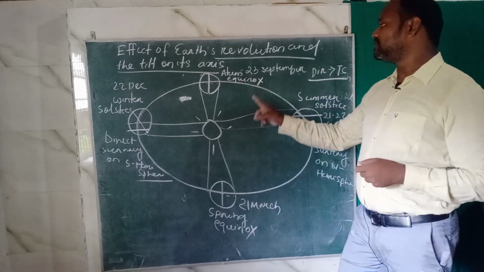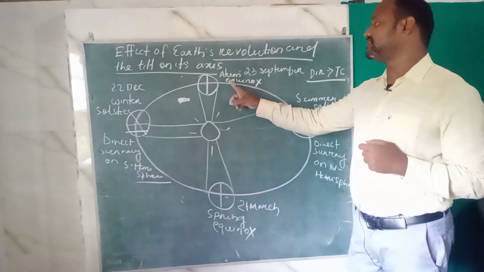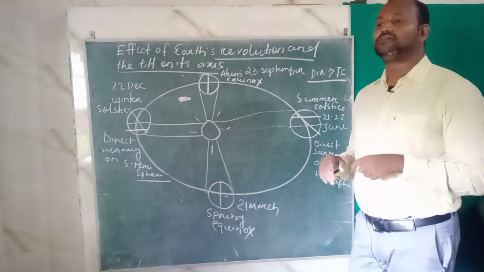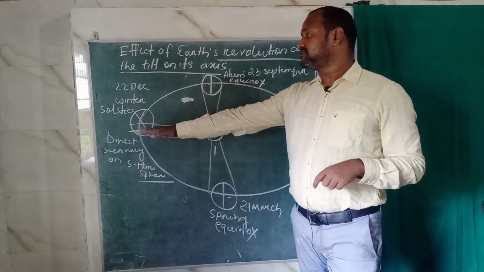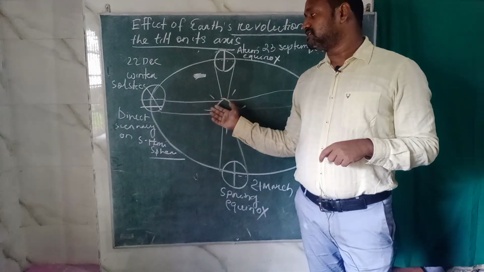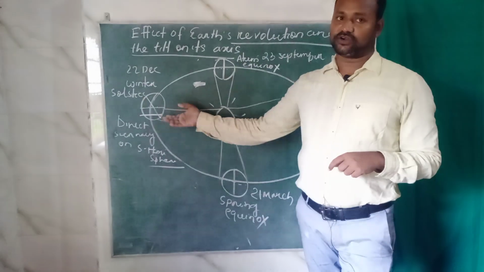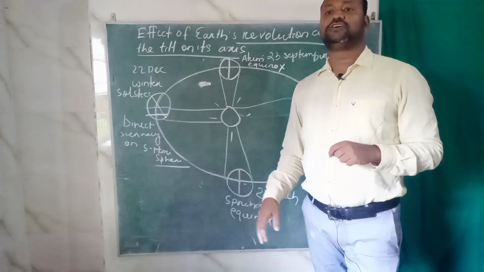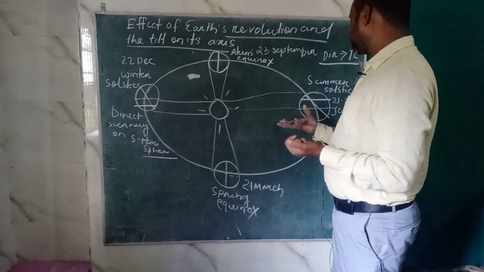The autumn equinox occurs on 23rd September, when the direct sunlight is over the equator. On that day we have equal day and equal night. Then here we have the winter solstice. In the winter solstice, the direct sun ray is over the Tropic of Capricorn, the southern hemisphere has the longest day on 22nd December, and the northern hemisphere has the shortest day. This is known as the winter solstice.